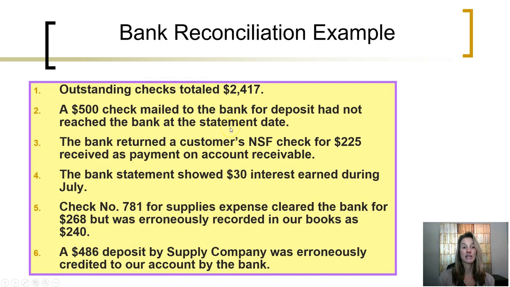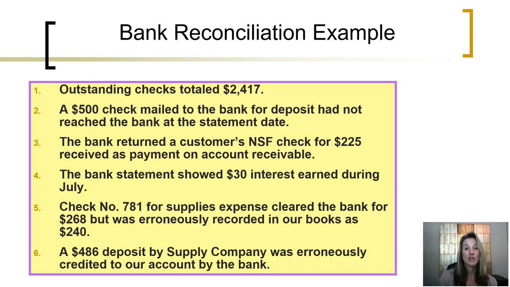The next reconciling item, a $500 check was mailed to the bank for deposit, but it had not reached the bank at the statement date. This is what we call a deposit in transit. The company made a deposit. When the deposit was made, cash in the general ledger was increased to reflect the cash being received and deposited. However, at the time of the bank statement, the bank had not yet processed this deposit.